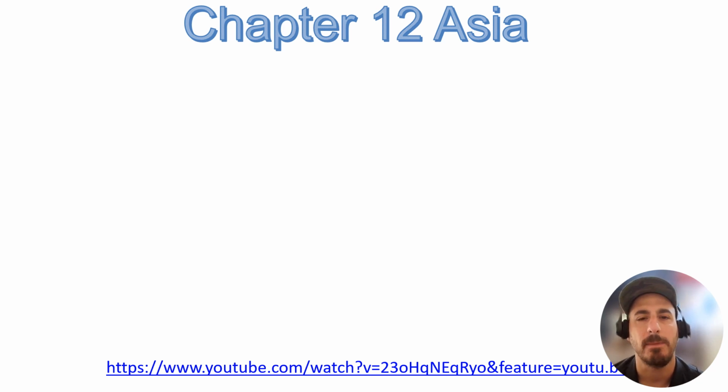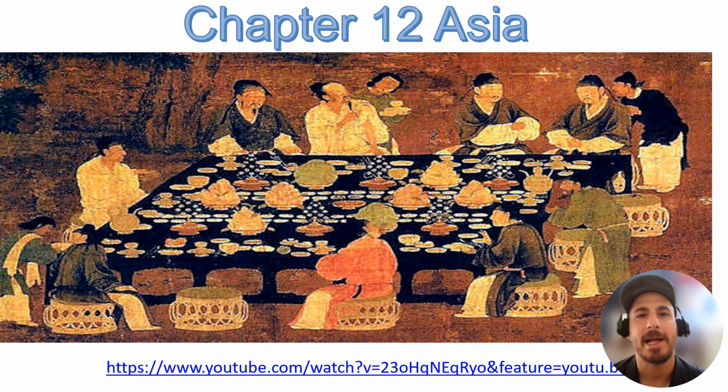All right, gentlemen, we're doing this. Chapter 12, Asia. We're going to start with China again. We started with the beginnings of China, with the Shang and the Zhou dynasties, and we're going to add four more dynasties. So at the top of your page, make sure you write down Chapter 12, Asia. Let's do this.